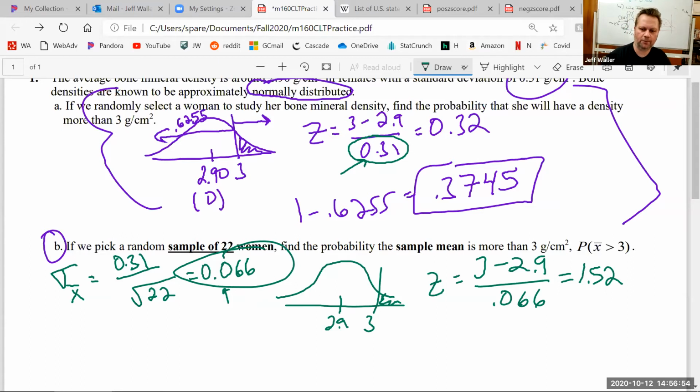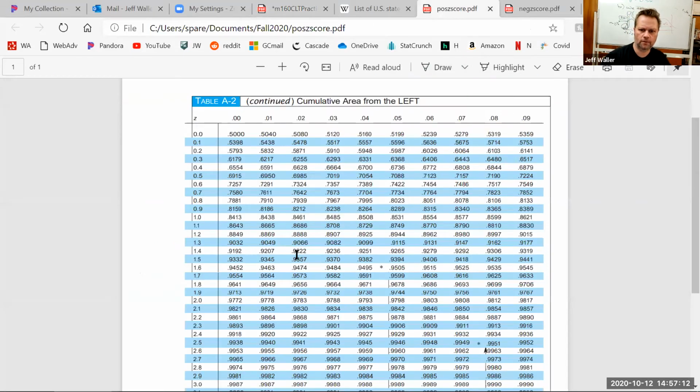So when I look up 1.52, I'll get that side, and I just have to do exactly the same. So every step is the same in part B. The only thing is I can't use that standard deviation. So what do you get when you look up 1.52? Looks like 0.9357. Is that what you guys got?